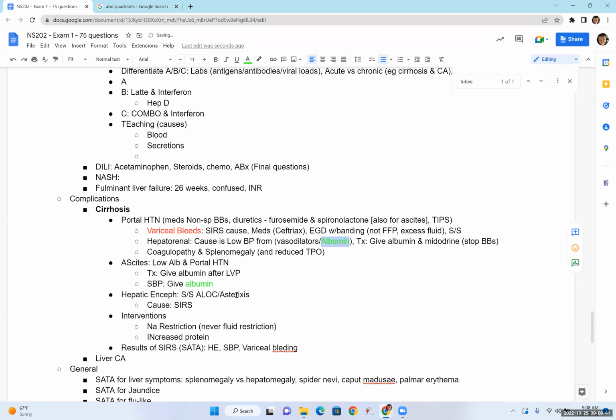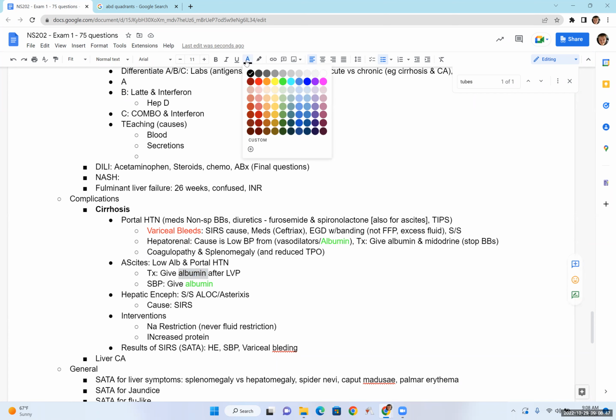All right, and we got ascites gets albumin. You give albumin, and SBP, you give albumin, right? That's kind of the linking thing between them, right? And really, those are the 90% of the time you get albumin in the hospital. That's the reason you're getting albumin, because they have some kind of liver issue. Other reasons would be like plasmapheresis. That'd be another reason, but we're not.